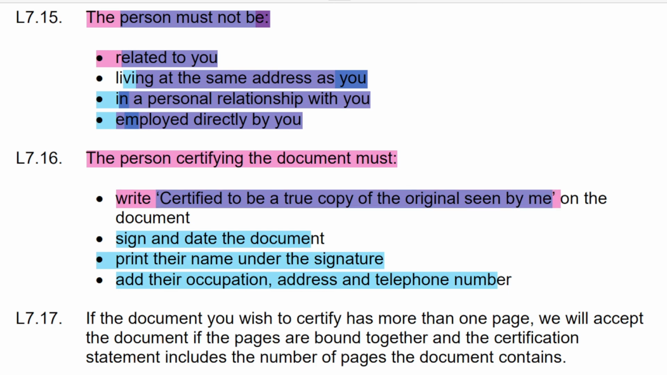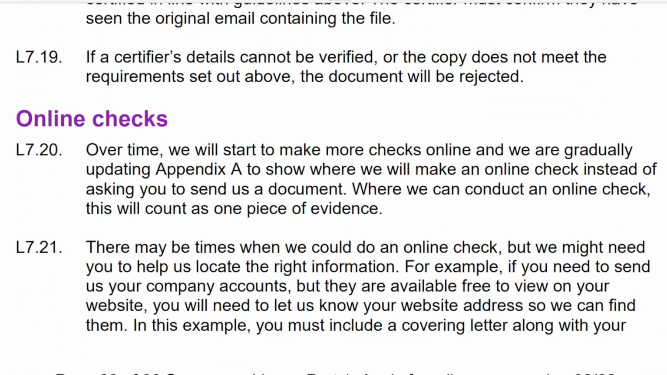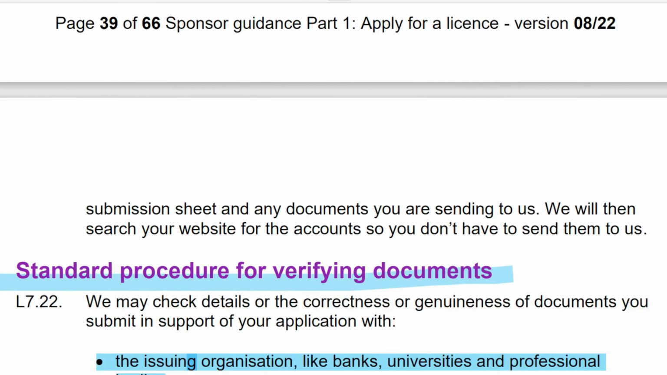The person certifying the documents must write "certified to be a true copy of the original seen by me", sign and date the document, and print their name under the signature, and their occupation, address, and telephone number. These details are very important when they certify the true copy of the documents. If they don't do that, the Home Office will have an objection to it.